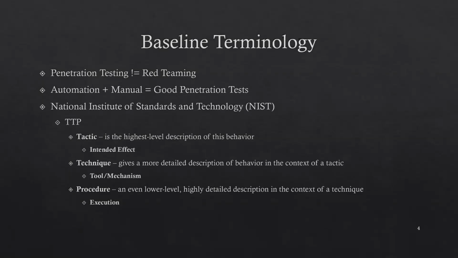So the little sub bullets underneath each one of them is kind of how I try to think of them, and I'll illustrate the point in a moment. For a tactic, you can think of it as: what is the intended effect that you're trying to achieve? For techniques, what is the tool or mechanism that you're going to use to achieve that tactic? And a procedure is the execution of that tool or that mechanism to achieve that intended effect, right?